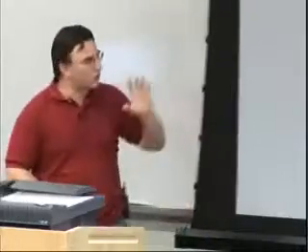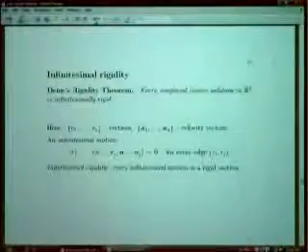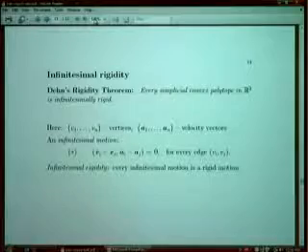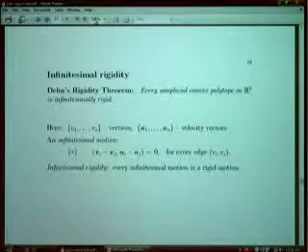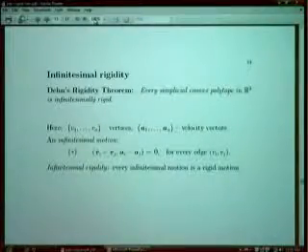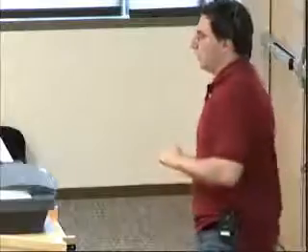Okay, Cauchy is a global result. So anyhow, let me define what's an infinitesimal motion. I'm going to put a velocity vector in every vertex, and I'm going to say that it is an infinitesimal motion if the difference between velocity vectors is always orthogonal to the edge vector. Okay, and it is infinitesimally rigid if every infinitesimal motion is actually a rigid motion.